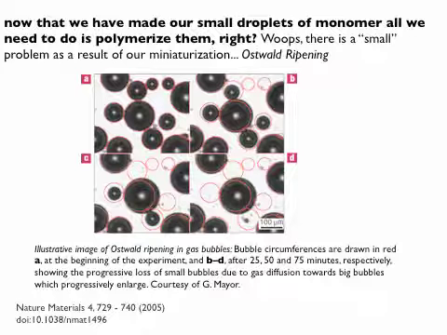The dark objects are bubbles, and the pictures are taken as a function of time, A, B, C, D. This is a Nature Materials paper from a few years back. And what you can see is that the large bubbles get larger and the small bubbles disappear slowly but surely. And how can you think about this?